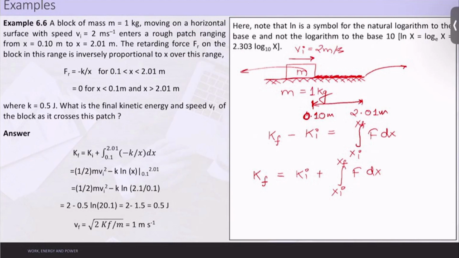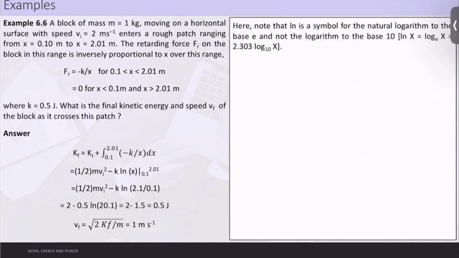Before calculating this integral, let us first calculate the value of ki. ki is equal to half into mass, which is 1, into 2 squared. The 2 gets cancelled, so this is 2 joules. So the initial kinetic energy is equal to 2 joules. Now let us calculate this integration. It is the integration from 0.1 to 2.01 of minus 0.5 into 1 by x dx.